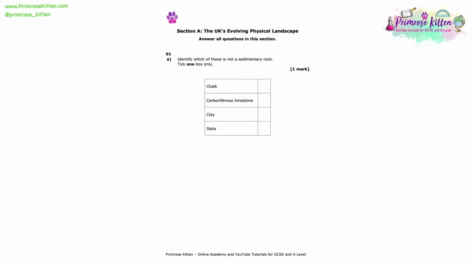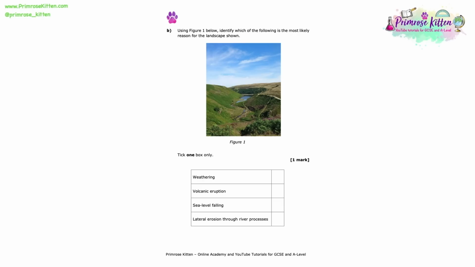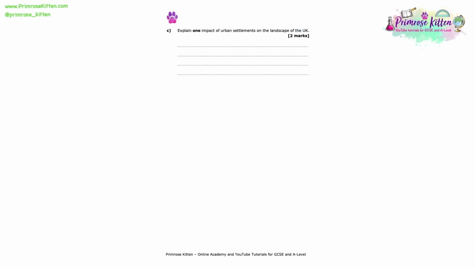Question 1, Part A. Identify which of these is not a sedimentary rock for 1 mark. The correct answer here is the fourth option, slate. Part B. Using figure 1 below, identify which of the following is the most likely reason for the landscape shown, for 1 mark. The correct answer here is the fourth option, lateral erosion through river processes.